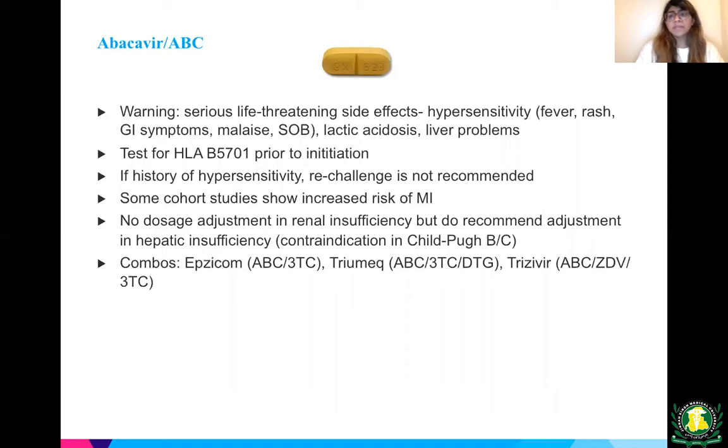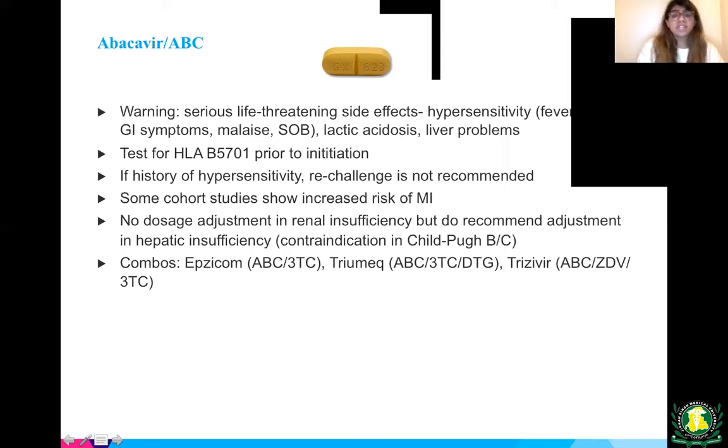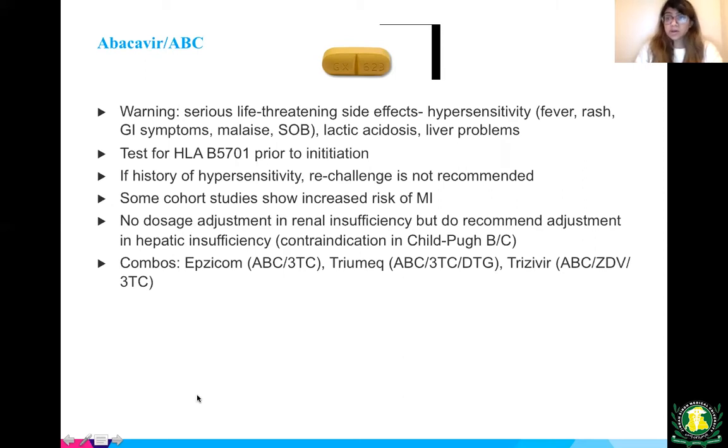So this is abacavir. Something to note, just kind of learning the language of HIV, is that all of these medications have their own 3-letter or number abbreviation. We have a lot of combination pills, so people like to shorten everything and make things easier to write and prescribe. So abacavir is also abbreviated as ABC. Some serious life-threatening side effects with abacavir that us ID fellows are often tested on is a hypersensitivity reaction. So you can get fever, rash, GI symptoms, malaise, shortness of breath. It's also associated with lactic acidosis and liver problems. So a big thing when we have a new patient that comes into our clinic, we want to test them for HLA-B5701.